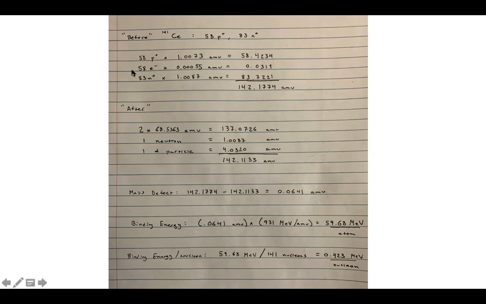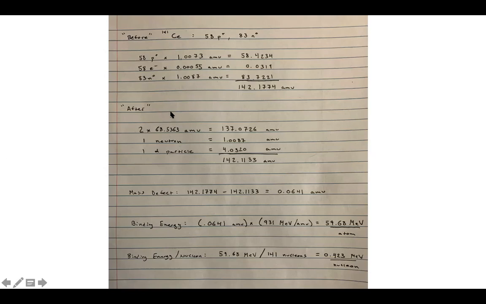So knowing how many protons, electrons, and neutrons we have, we can take those numbers and multiply each of those particles by their respective masses. A proton is 1.0073 atomic mass units, an electron is 0.00055 atomic mass units, and a neutron is 1.0087 atomic mass units. And so when we do that multiplication and add them all together, our original Ce nucleus should have weighed 142.1774 atomic mass units.